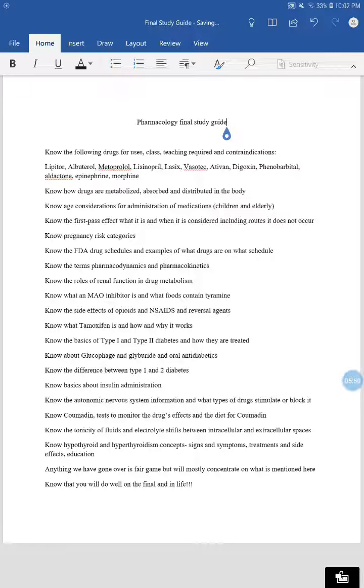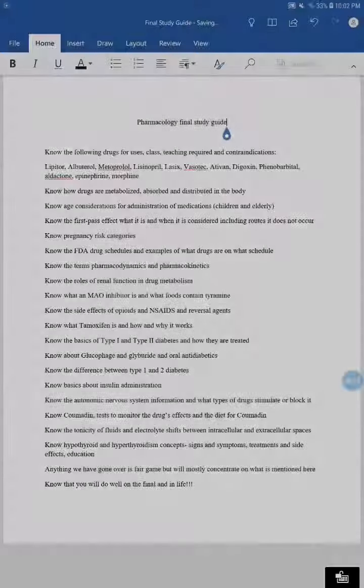Know the autonomic nervous system information, what types of drugs stimulate it or block it. So you're going to have to remember the autonomic nervous system, parasympathetic versus sympathetic, and what happens within the body by system, just like we went over during the first few weeks with the nervous system. You're definitely going to want to know those things.